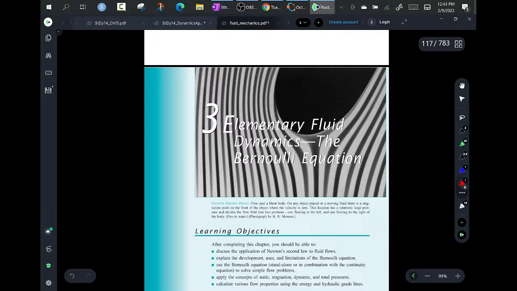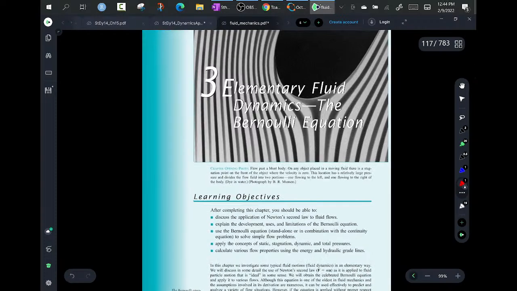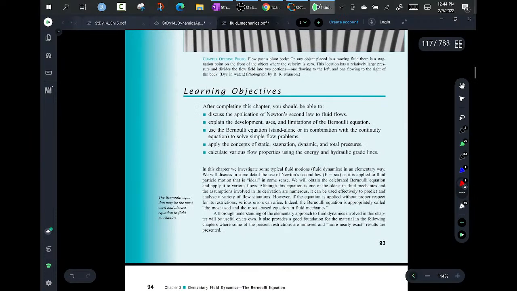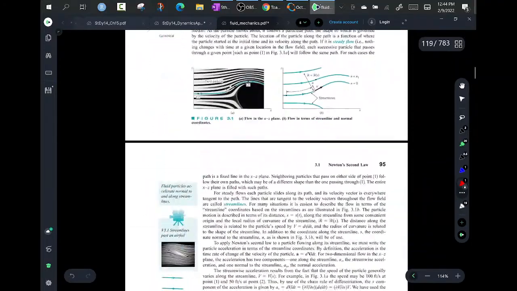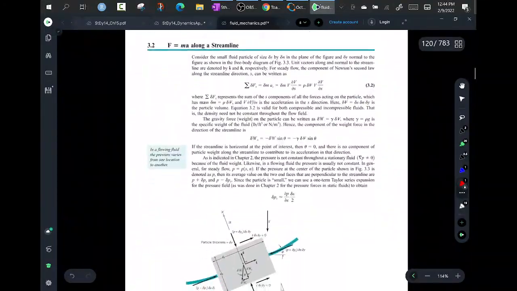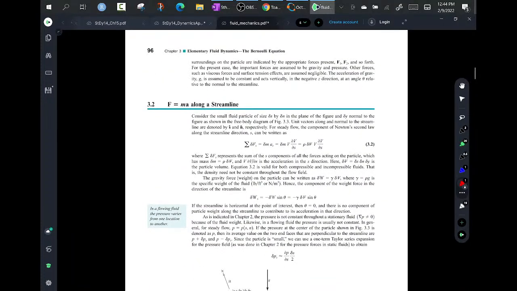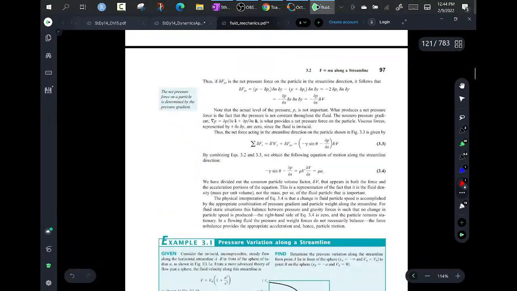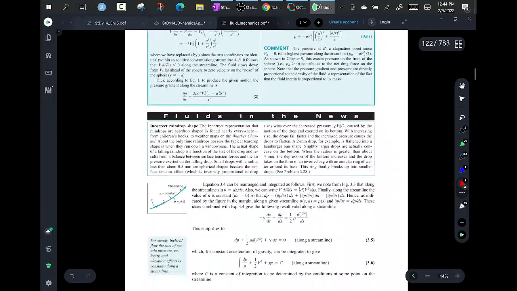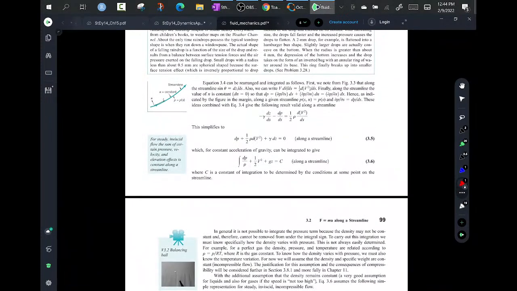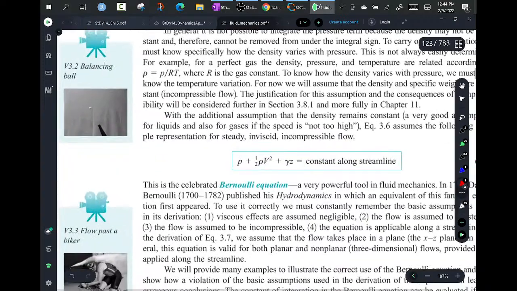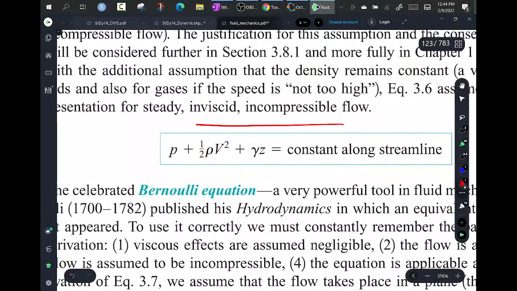Let me lead us on to what we're going to do next, and that is Bernoulli's equation. I might as well just slip this in right off. So he goes through a derivation here, a lot of equations, and then he ends up with this equation. He says this is constant along a streamline.